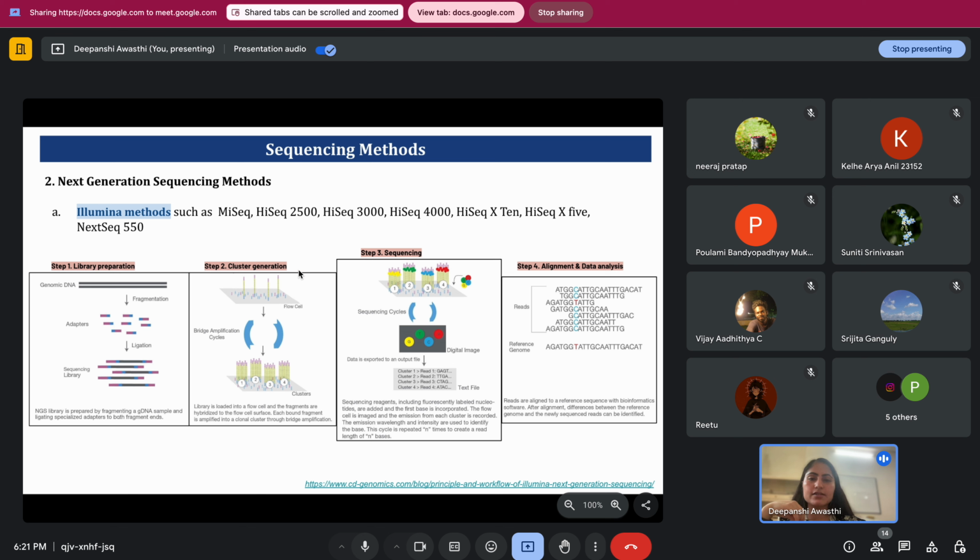Now we have to generate the clusters. Cluster generation means that for a single fragment you generate multiple copies in clusters, so you can increase the depth of your sequencing. Now you have attached the adapters, and in this case you use the flow cell. The flow cell has oligos attached to it which are complementary to these adapters. Whenever you provide these fragments along with the adapters to the flow cell, the adapters bind to the oligos present on the flow cell.